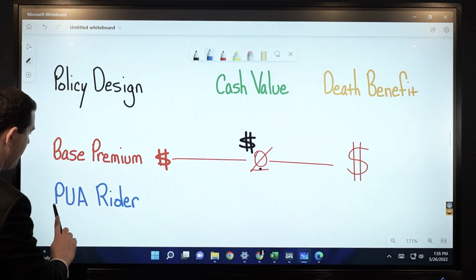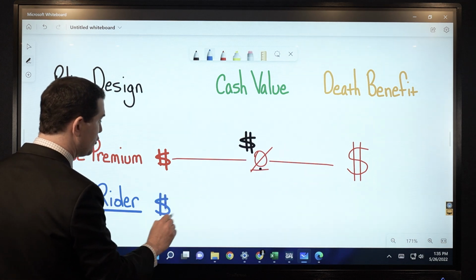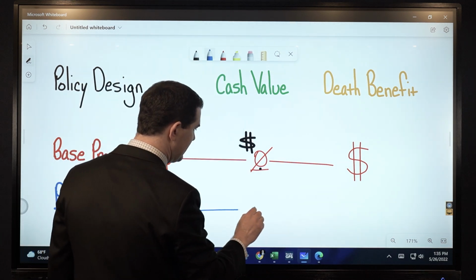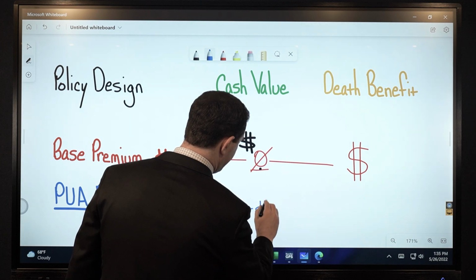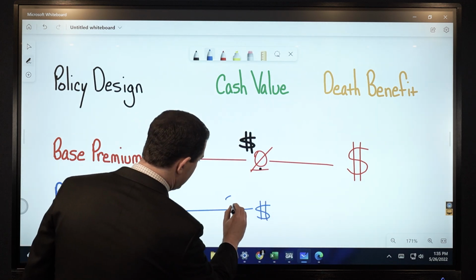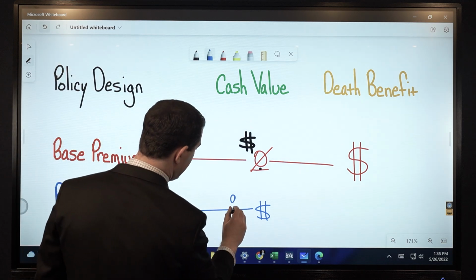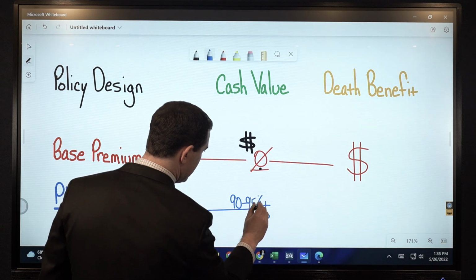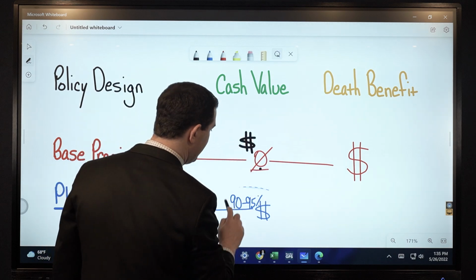Versus this guy, PUA, which stands for Paid Up Additions Rider. I like to refer to this as a cash dump-in. Money I pay here, guess why I call it a cash dump-in, shows up in cash value. Right off the bat, you're going to see more than that. You'll see between 90 to 95% of whatever that PUA payment is show up in cash value immediately.